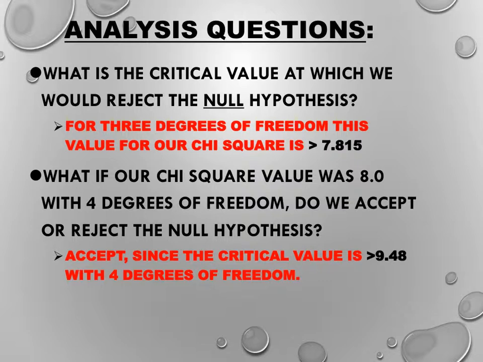Now, if our chi-square value was 8, but we had 4 degrees of freedom, would we accept or reject the null hypothesis? Well, if we went back to that table, we would see that we would still accept the null hypothesis, because if we change our degrees of freedom, we would change the critical value that we have. So our new critical value would be 9.48, and a value of 8 would still be smaller than 9.48, so we would still accept that what we're seeing is due to chance.